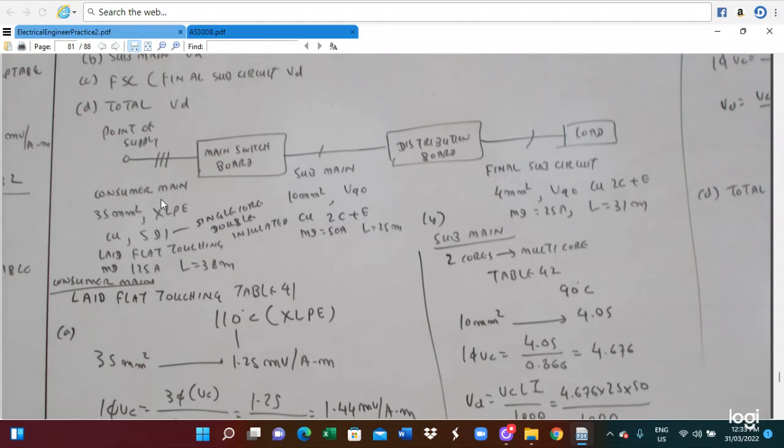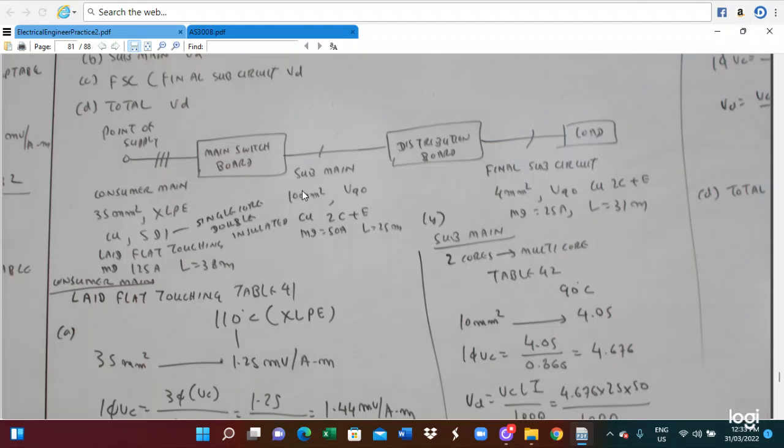So in this case, our consumer main given size is 35 millimeter square HLPE. So this is the copper given. How it is connected is leaflet touching. In this case, maximum demand 125 ampere. The length is 36 meter. So this is the consumer main.